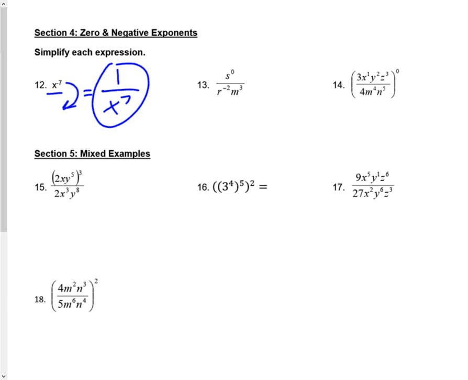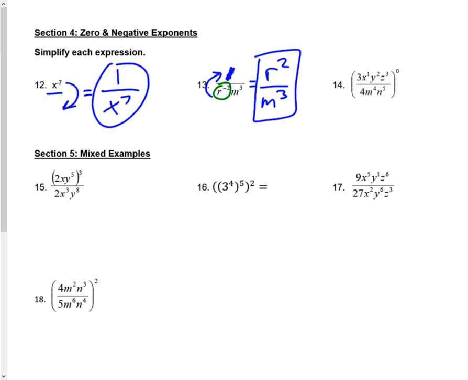Number 13. Excuse me. We know anything to the 0 power is 1. So hey, let's make this a 1. That's it. There's a negative exponent, though, right here. To make it a positive, we move it. It's already in the basement, so let's move it up to the top. So r to the 2nd power is on top. M to the 3rd power is on the bottom. Nothing else can be simplified. That's all you had to do. We have all positive exponents. There's nothing else you can cancel out.